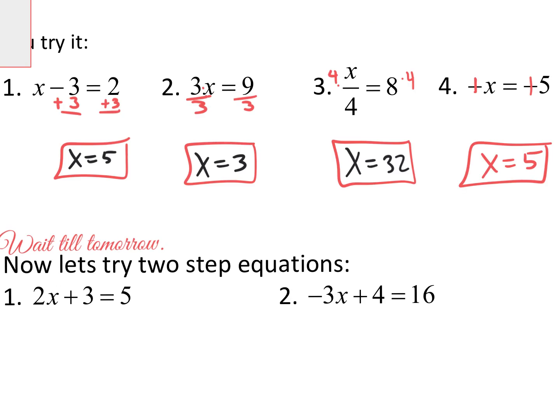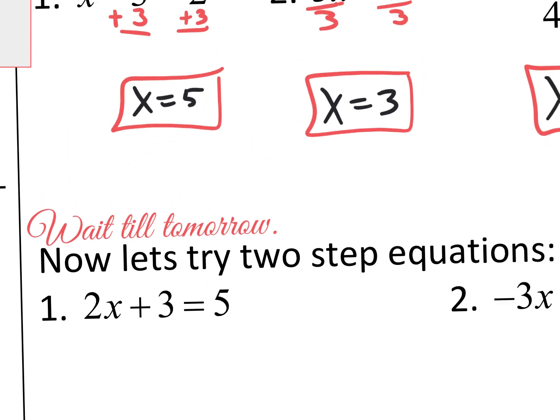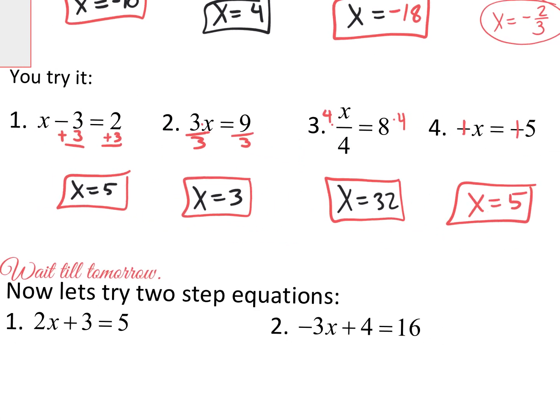So I did ask you guys to walk up to the front and show me your work, and you guys did all 4 questions correctly, and these are the answers. X equals 5, x equals 3, x equals 32, x equals 5. And we are going to wait on the rest of these till tomorrow. Okay? We're going to focus just on these 1-step, maybe 2-step equations, and that is going to be seen on the worksheet that we're passing out right now.